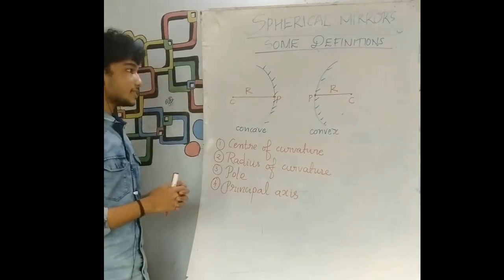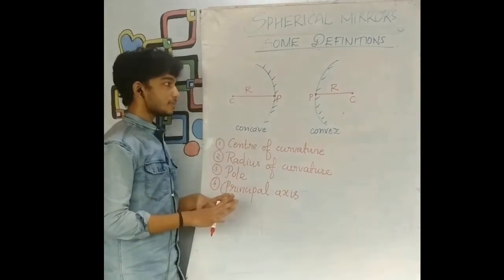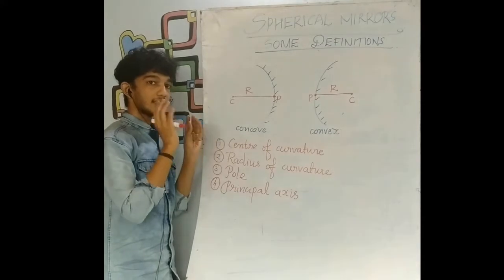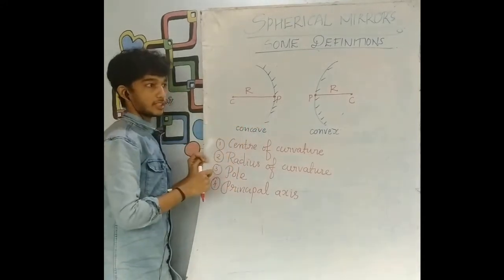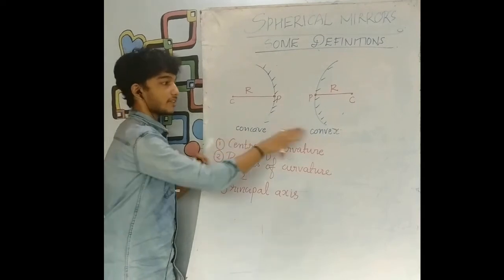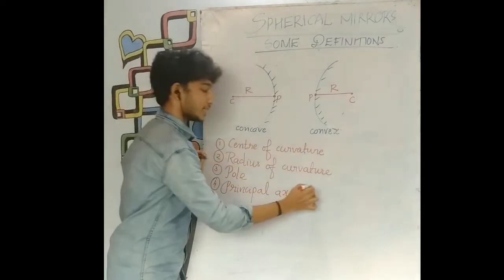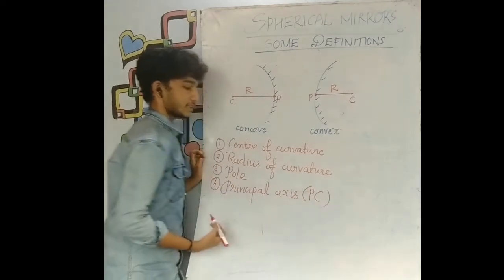What do you mean by principal axis? Principal axis means it is a straight line joining the pole and the center of curvature, in the case of concave as well as convex mirrors. Here PC is the principal axis.